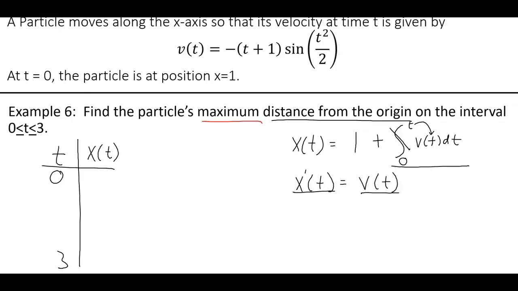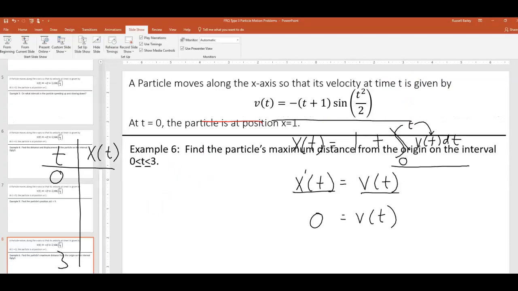Now, I want to find, where does this thing equal 0? In other words, when does the velocity equal 0? Well, we've already done that. It's where it touches the x-axis. So let's go back to our calculator here, and I just want to refresh your minds.